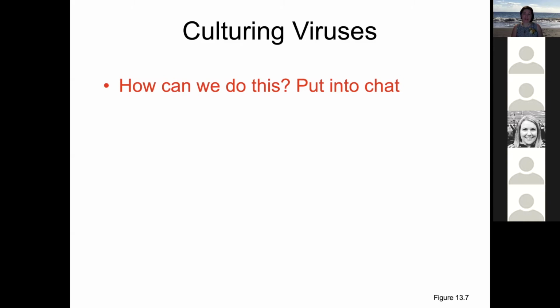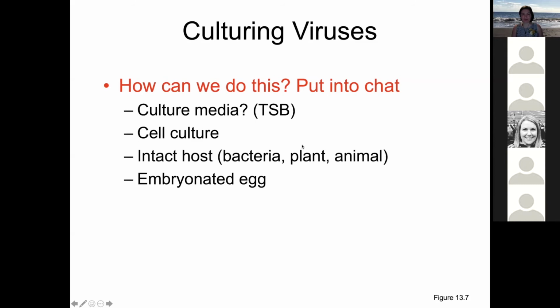For instance, if it's an animal virus, we could grow it in a living animal. If it's a bacteriophage, we could grow it in a culture of bacteria. Animal viruses can also be grown in fertilized eggs, they have to be embryonated fertilized eggs, that's right. Or in cell culture, right? So we could take the cells out of the original animal and grow them artificially and grow the virus there. Okay. So we can grow them in cell culture, in the intact host, and in the embryonated egg.